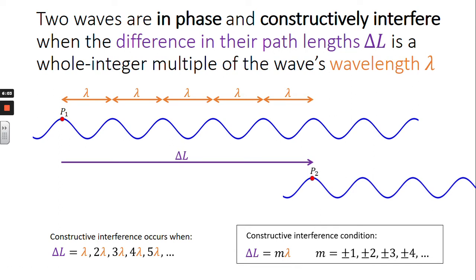The negative takes into account that I could have chosen to slide point 2 to the left instead of the right. What about destructive interference?